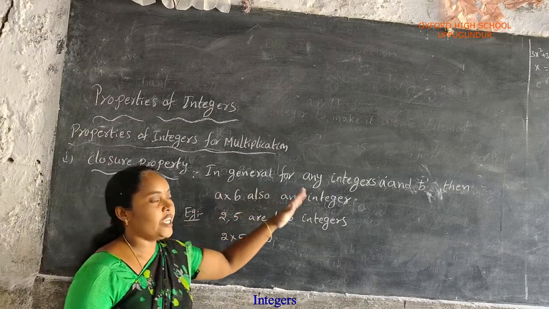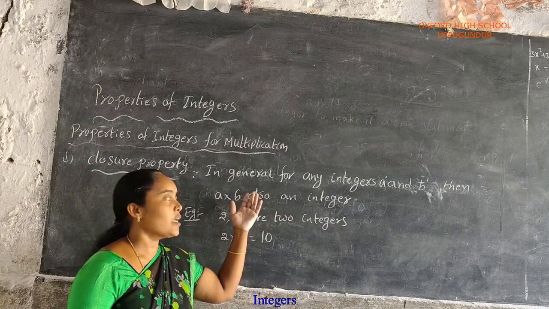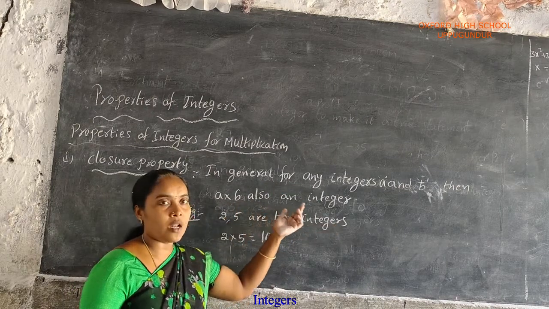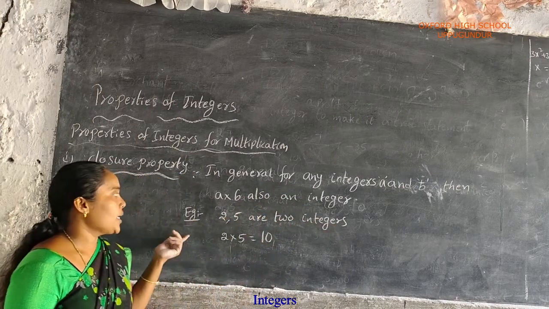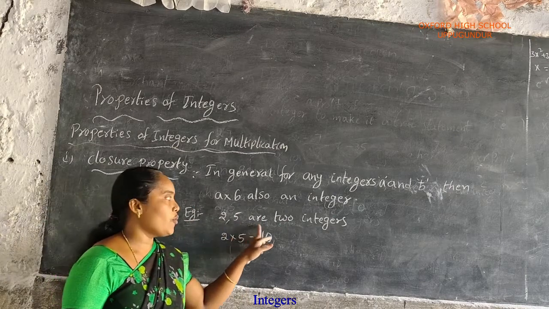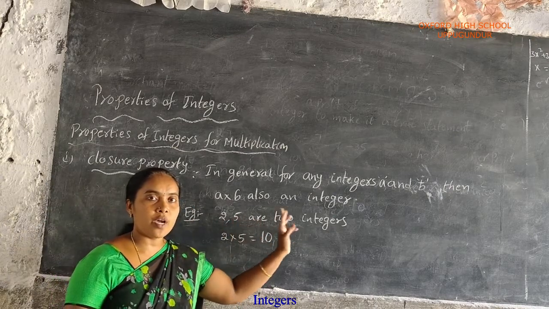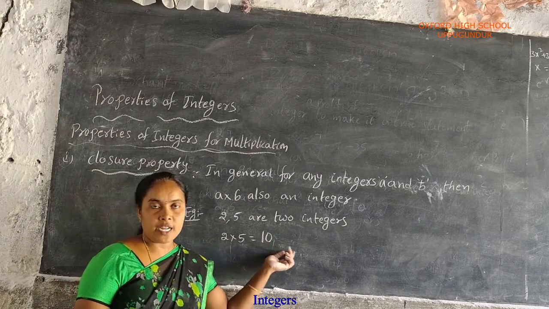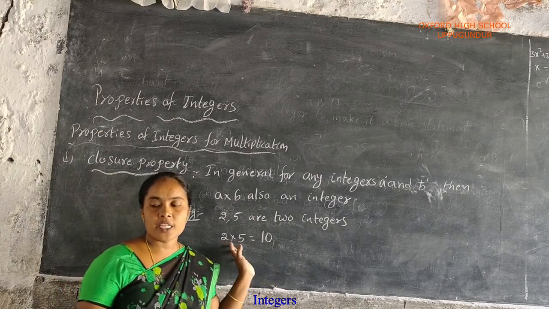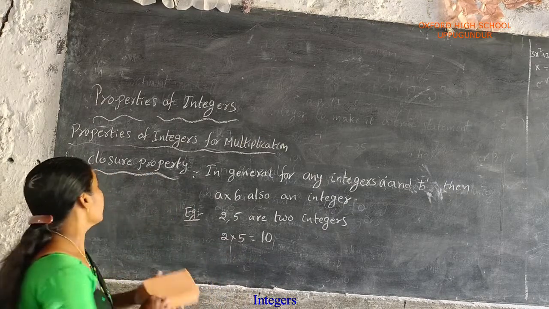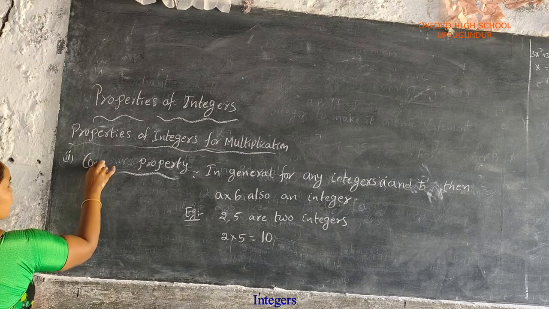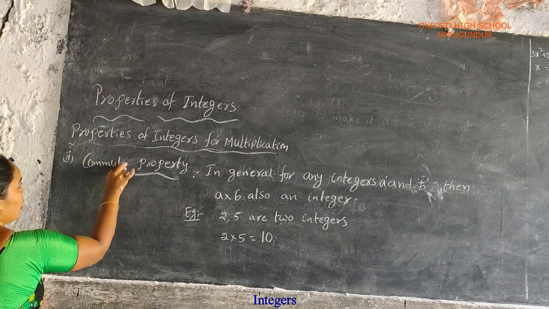In general, for any integers a and b, a into b is also an integer. Example, 2 and 5 are two integers. Then 2 into 5 equals 10. 10 is also an integer. Next one, commutative property. Second one, commutative property.